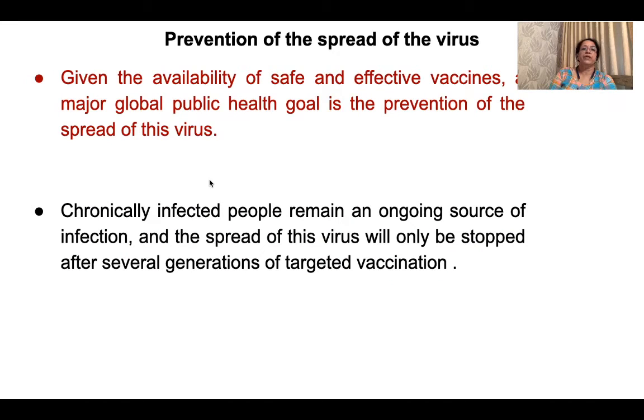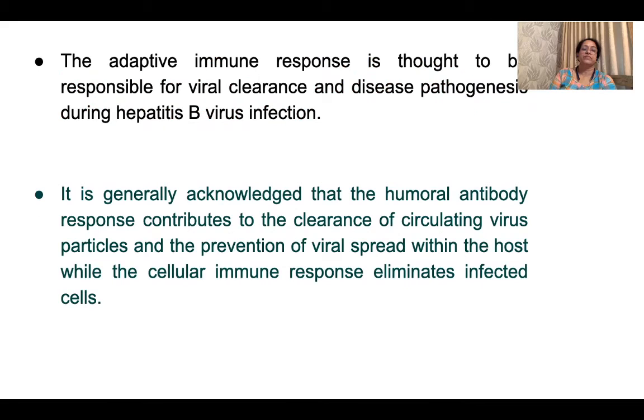Prevention of the spread of a virus is because of vaccination only. Given the availability of safe and effective vaccines, a major global public health goal is the prevention of the spread of this virus. Chronically infected people remain an ongoing source of infection, and the spread of this virus will only be stopped after several generations of targeted vaccination.